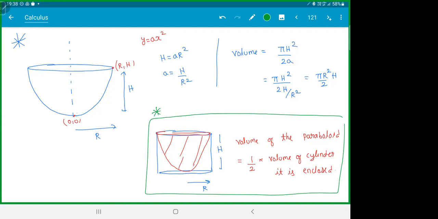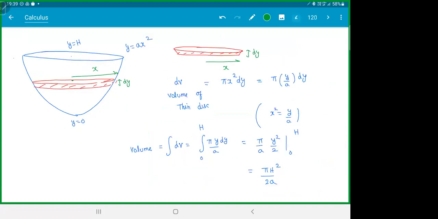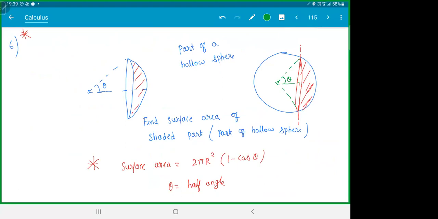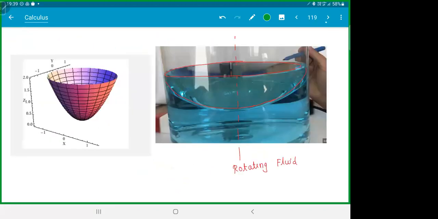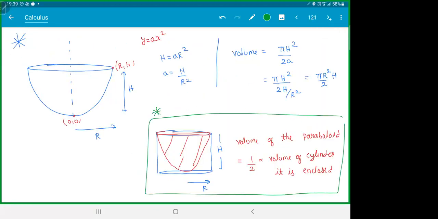Volume of the paraboloid is half of the volume of the cylinder it is enclosed. Out of all the things that we did today, this is the most important result. Part of a surface area of a shell. This is the most important one.